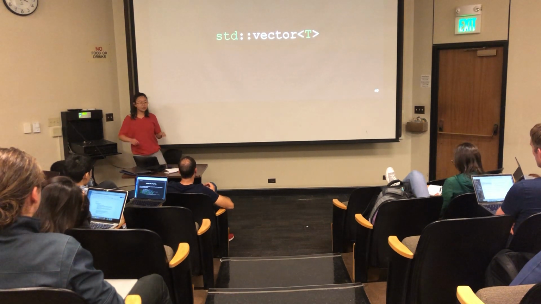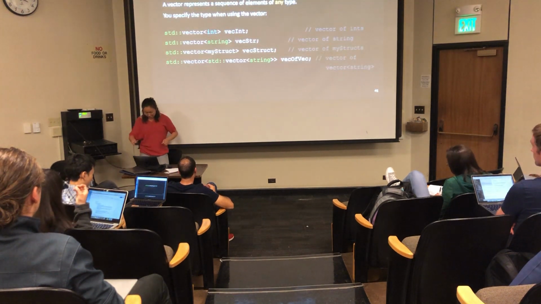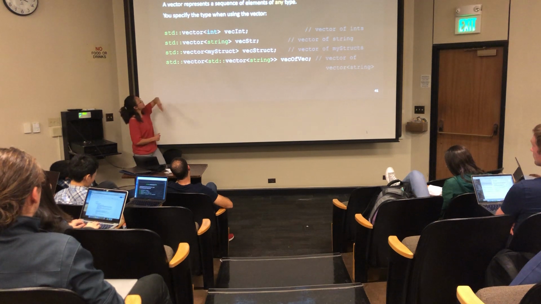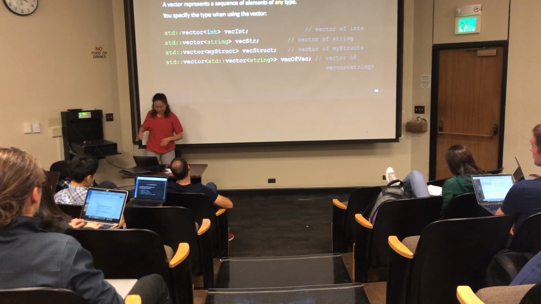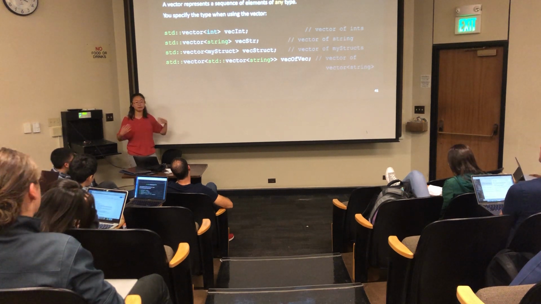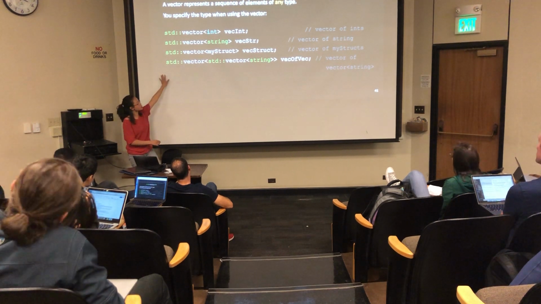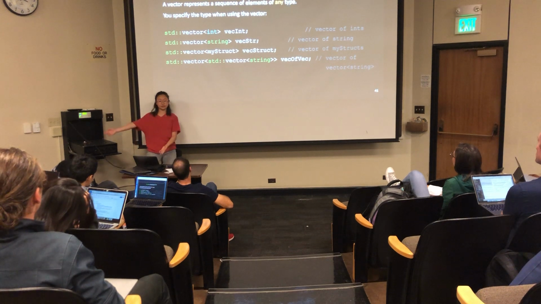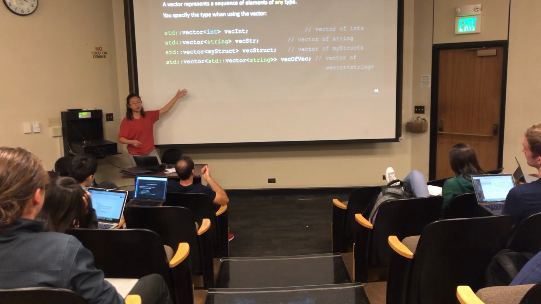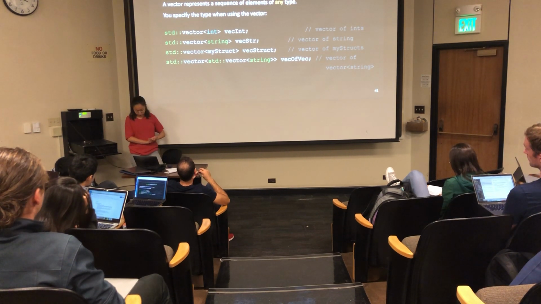Okay, so the C++ vector is actually very similar to what you're familiar with if you've taken 106B or X. A vector, again, represents a sequence of elements of any type. And again, a vector can be a vector of any type of object, whether it's an int, a string, a struct, as Avery just taught us about, or even a vector of other types of containers.